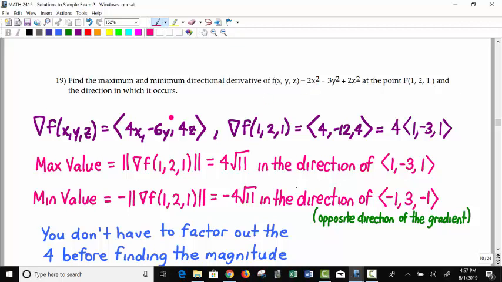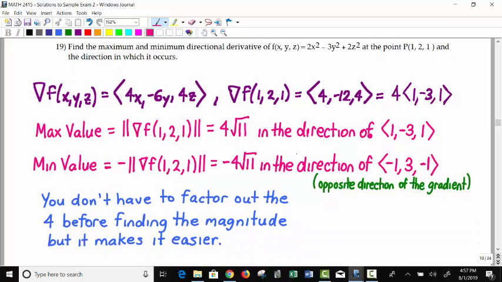The derivative of this one is easy: 4x, then negative 6y, 4z, and then the gradient at (1, 2, 1). You just plug it in, and it will be (4, -12, 4). I went ahead and pulled a 4 out for taking the magnitude. That way I'm just taking the magnitude of (1, -3, 1), which will be the square root of 1 plus 9 plus 1. So it's 4 square root of 11. And then the minimum value is negative 4 square root of 11. The maximum will be in the direction of that gradient, (1, -3, 1), and the minimum will be going in the opposite direction of that gradient.